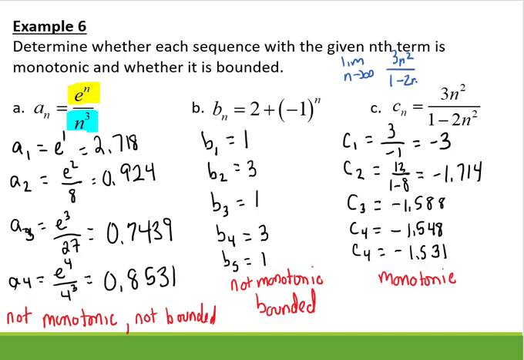Remind me to show you on your calculator how you can kind of see that by looking at a table of values. And as I keep scrolling on my table of values, I'm on like the 20th term, and it's getting closer and closer and closer. So it is bounded below by negative 3 halves.